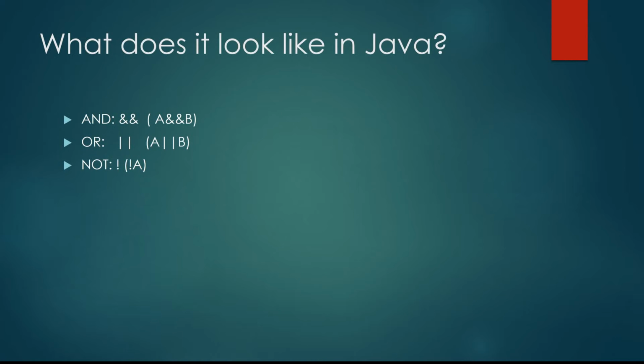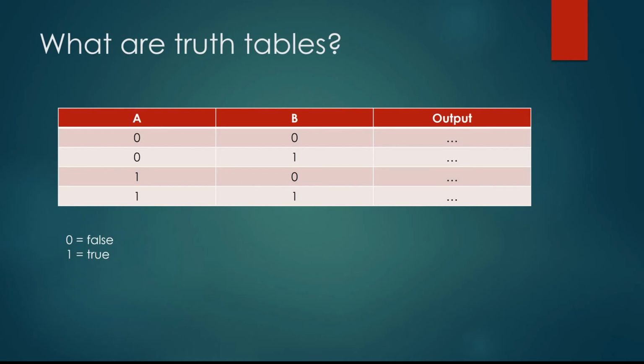What does it look like in Java? Right now, the AND gate looks like two AND symbols beside each other, and as you can see, variable A and variable B are next to each other. OR is two vertical lines, and not is an exclamation point, and that's an example of how we would use not in Java.